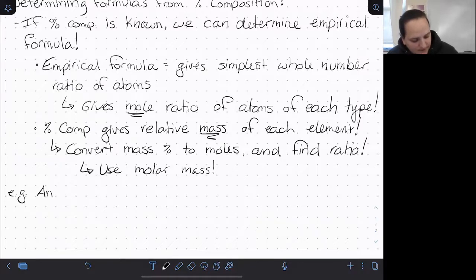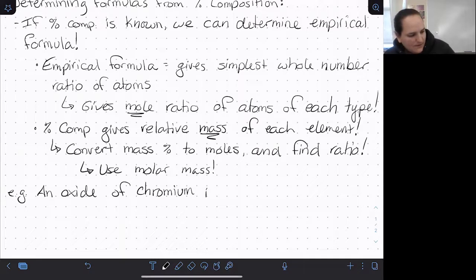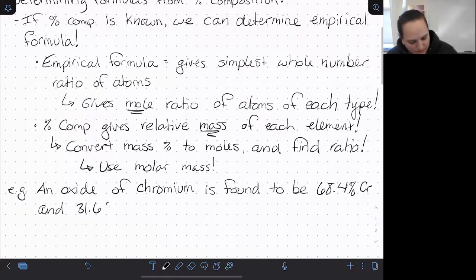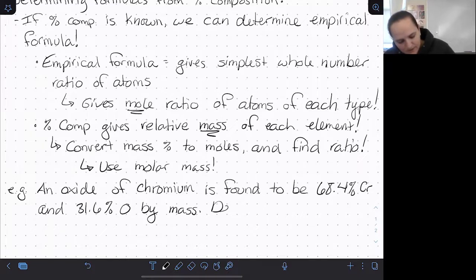For example, let's say an oxide of chromium is found to be 68.4% chromium and 31.6% oxygen by mass. And we want to determine the empirical formula.